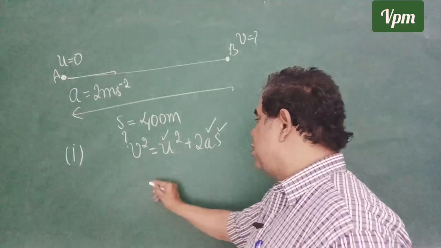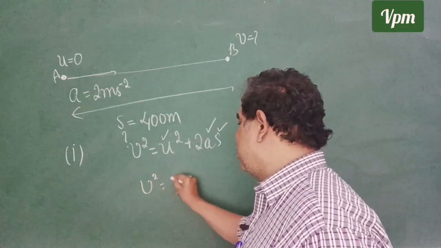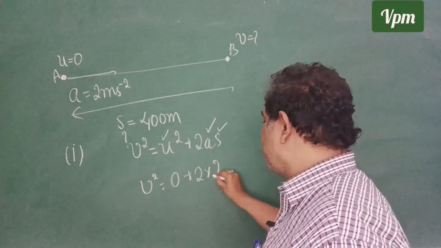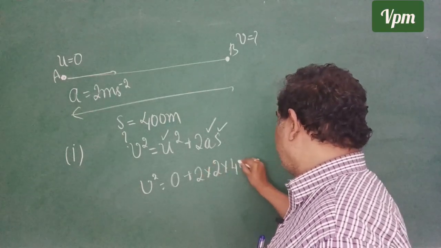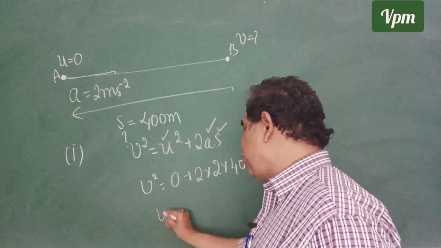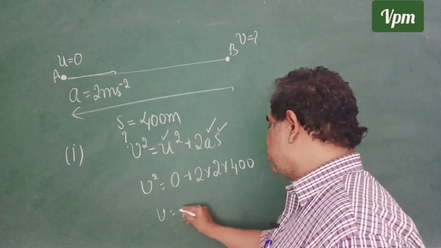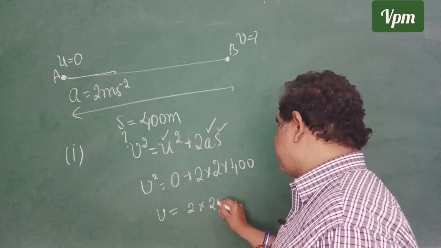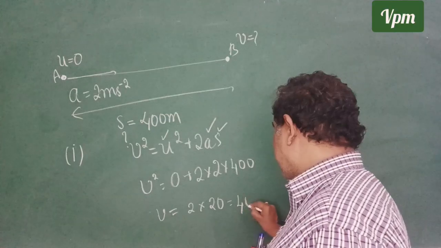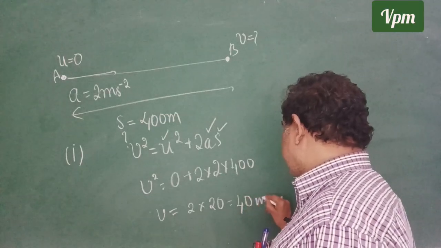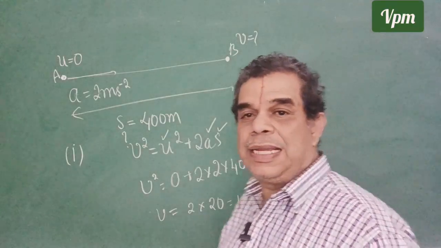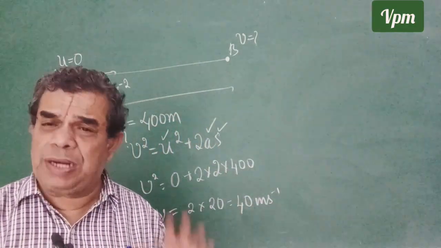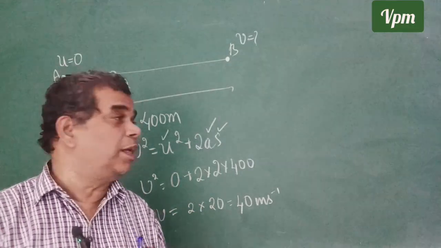So we solve this. You substitute everything: 0 plus 2 into 2, into 400. If you take the square root, 2 square root is 4 root, that is 2. 400 square root is 20, so 400, 40. 40 meter per second is the velocity. Observe, 40 meter per second. Simple calculation. This is part 1.